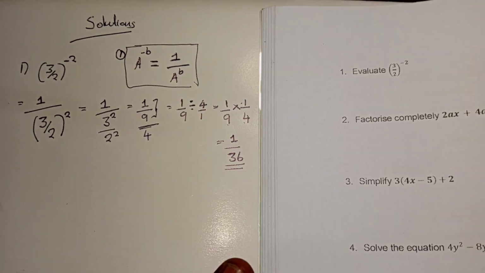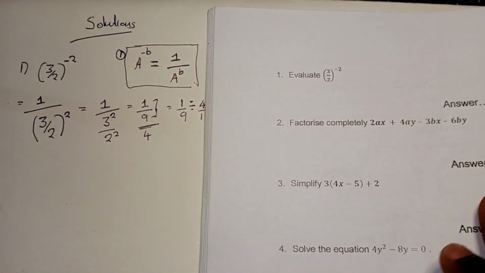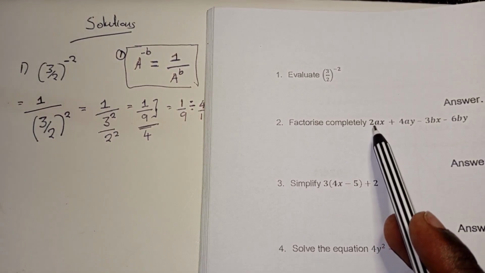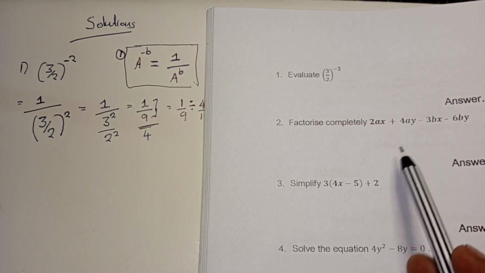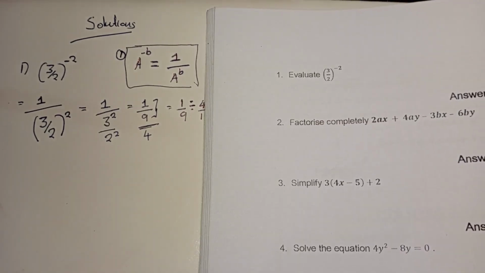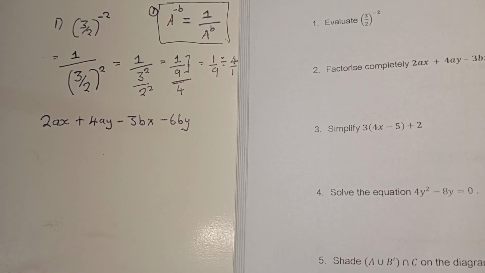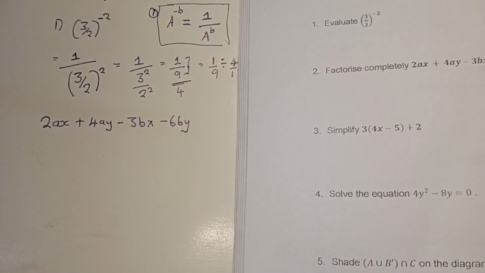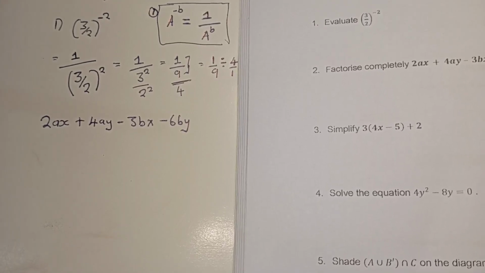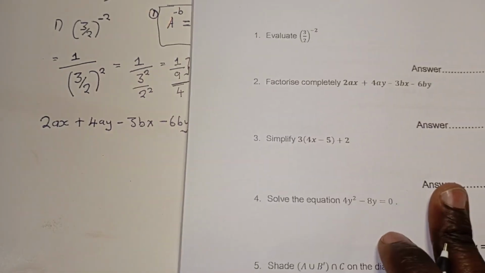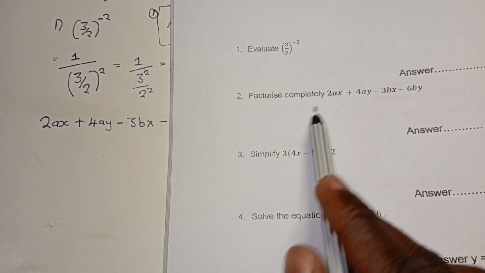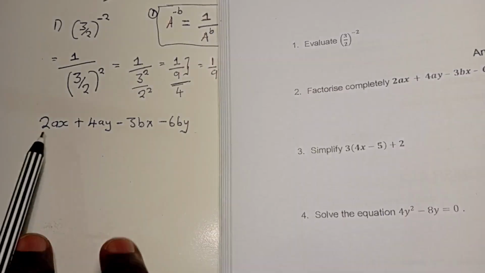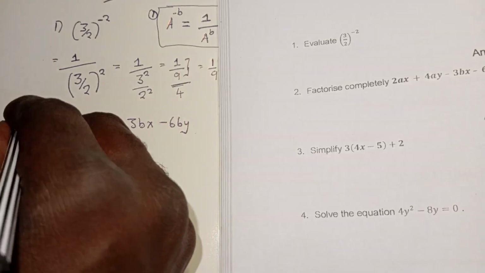This question came in 2022 November. The next question says: factorize completely 2ax plus 4ay minus 3bx minus 6by. I'm just going to write the question here. We have 2ax plus 4ay minus 3bx minus 6by. The question is asking you to simply factorize completely. This is question number 2.